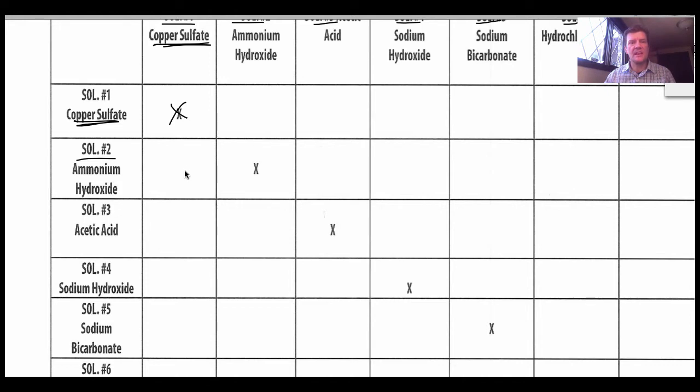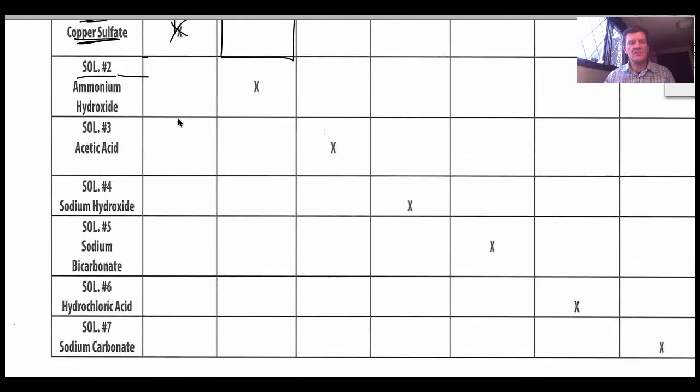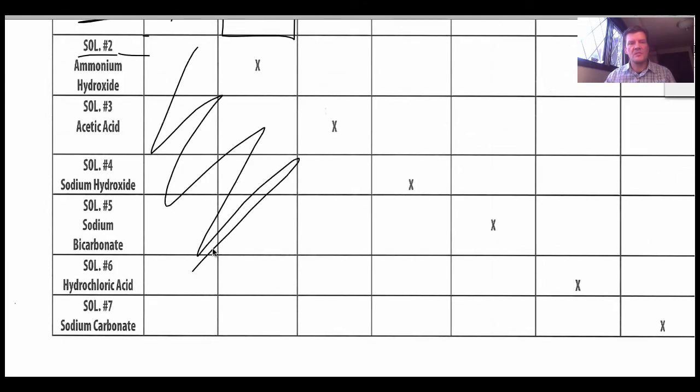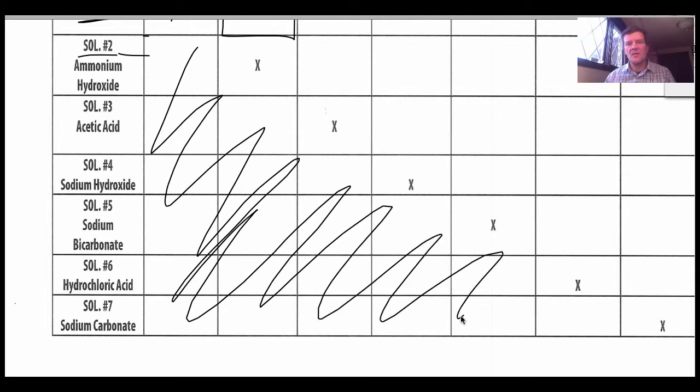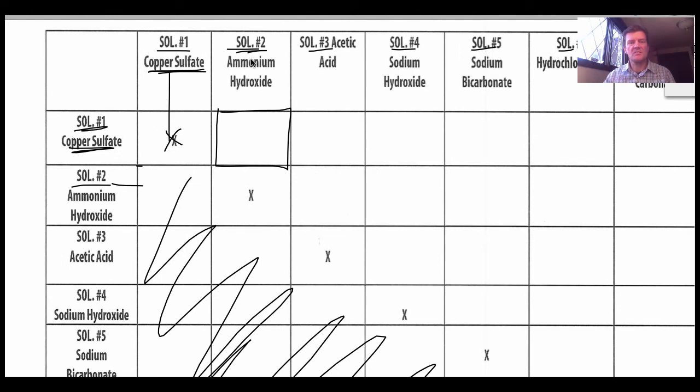I don't need to repeat these, so I'm actually going to cross out the whole bottom portion of our table. When I do solution 1 and solution 2 and record the results here, I don't need to do the same thing in this other box, because I'd just be repeating myself. I just need to make sure that every solution is combined with every other solution, and I can do that just with the top portion of this chart.